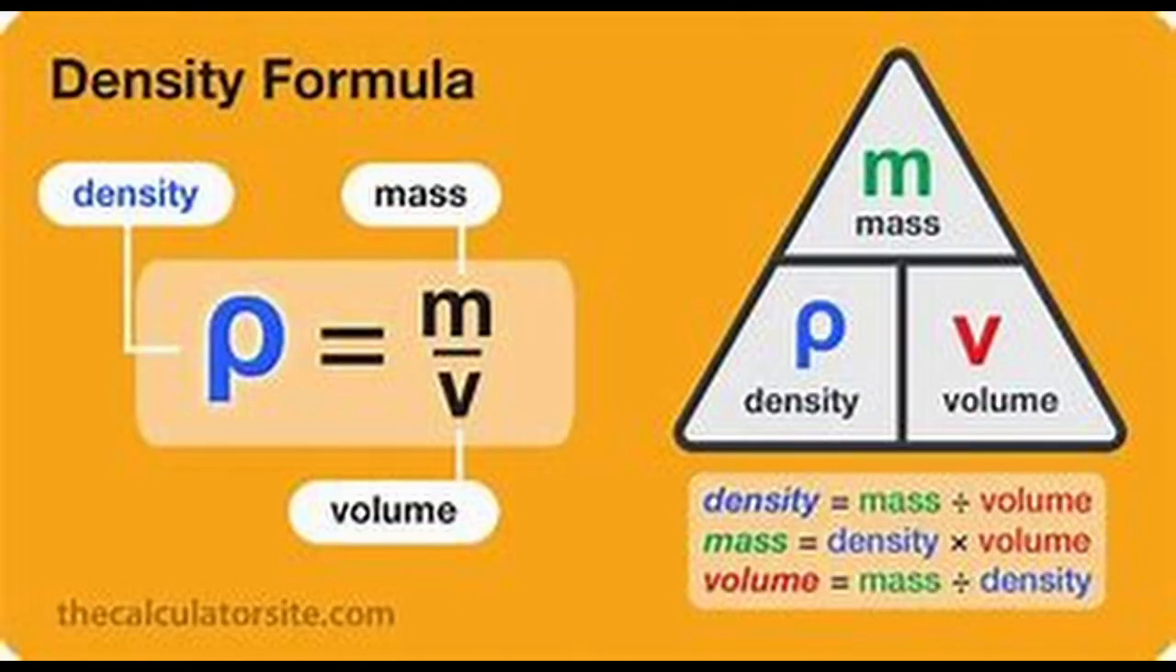Density of a substance tells us how closely its particles are packed. If density is more, it means particles are more closely packed. Density is equal to mass by volume. Its SI unit is kilogram per meter cube.